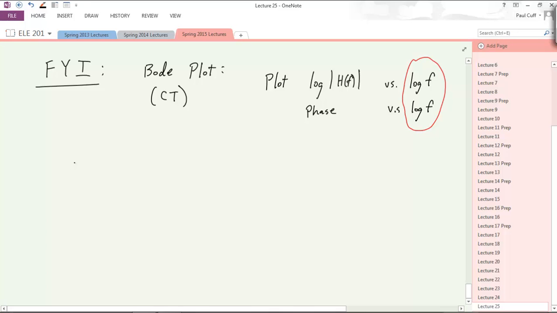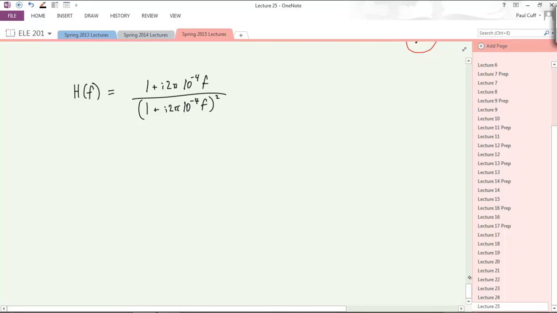First, we'll do it as a demonstration with the H of f above for the circuit. In that case, we had H of f equals 1 plus i 2 pi 10 to the negative 4 f, over this. Now, I actually gave you a plot of this by hand that was on a regular frequency scale, not a log frequency scale.